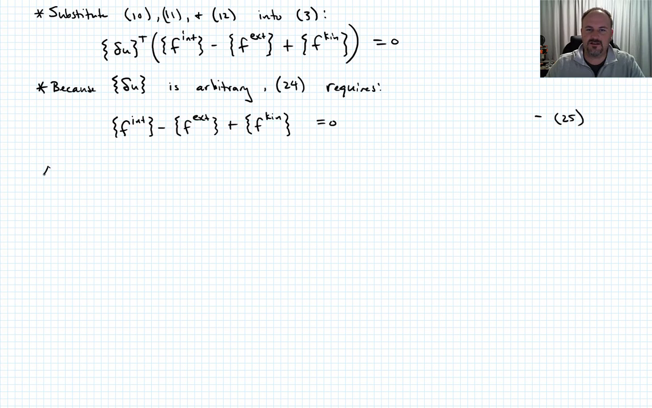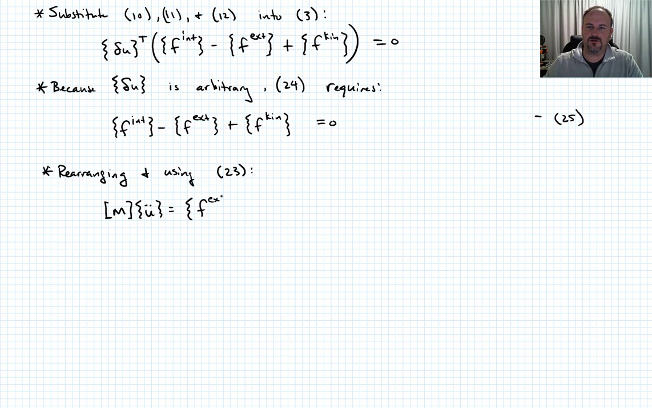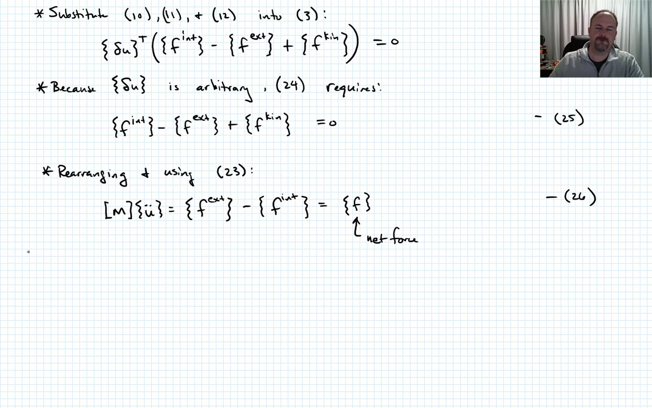So if we rearrange this and substitute in equation 23, what do we end up with? M U double dot is equal to the external forces minus the internal forces, which is equal to F, which is our net force. Call that equation 26.